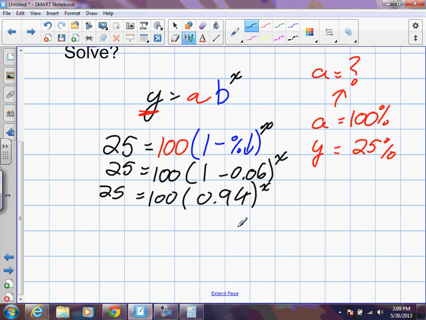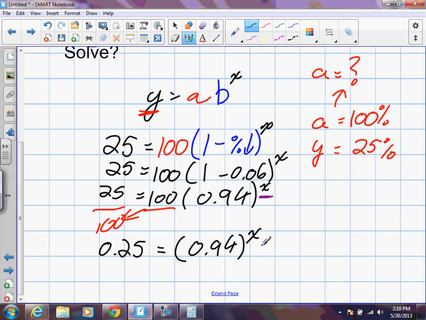Now, because we don't talk about logarithms in this course, we have to do a trial and error for x. Okay? Now, we can simplify this a little. Okay? And what we can do is I can bring 100 over if I like and divide. So 25 divided by 100 will give us a quarter, or 0.25, is equal to 0.94 to the power of x. So we're going to plug values in for x to get an answer that is approximately equal to 0.25.